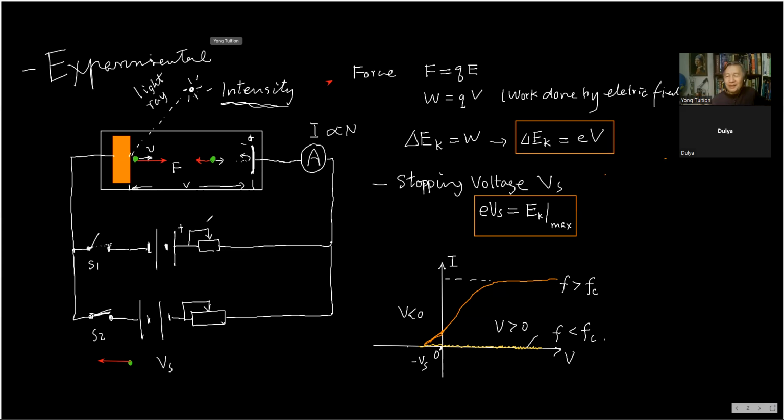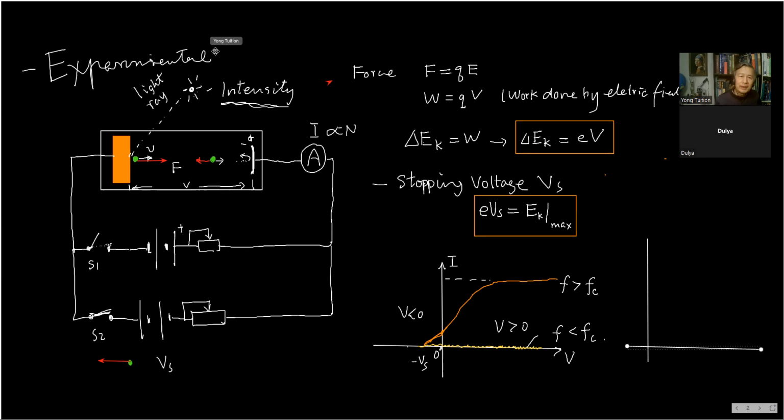But why is this current dependent on the frequency or the wavelength? It remains unknown. So what people did is set up another experiment. Again, we just pretend we don't know Einstein's formula. So what do they do this time?